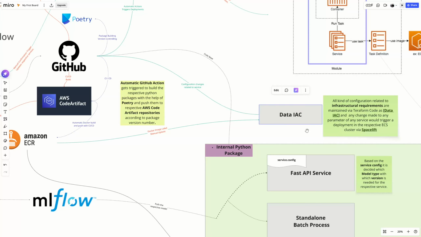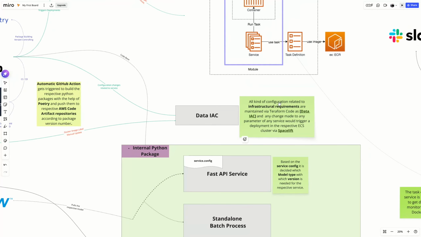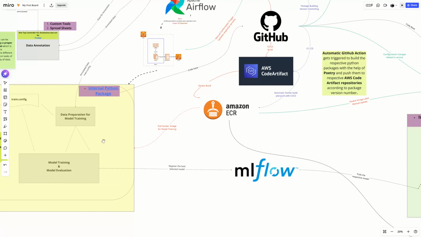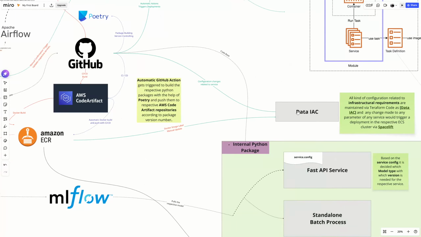Right. Now we come to a second player: we maintain another repository that contains all the infrastructure as code configurations. So basically, I am talking about a second repository where we maintain all kinds of configurations related to infrastructural requirements that we maintain via Terraform code. Basically, how we want to pack this Docker and serve this Docker. We want to serve this Docker as a task or a service. What is the resource we need to run that task? Where we want to run that task? All these things we can keep in a separate repository.